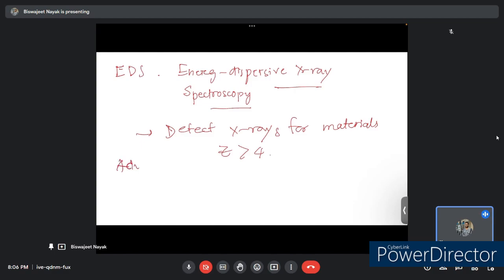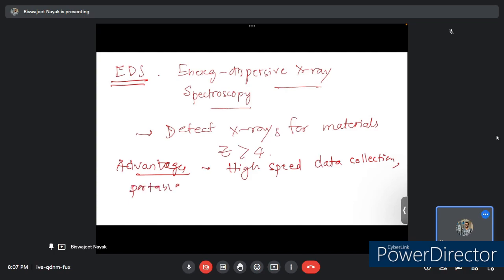Let's say advantages of EDS: high speed data collection, portable, and ease of integration with pre-existing systems. What are the disadvantages?